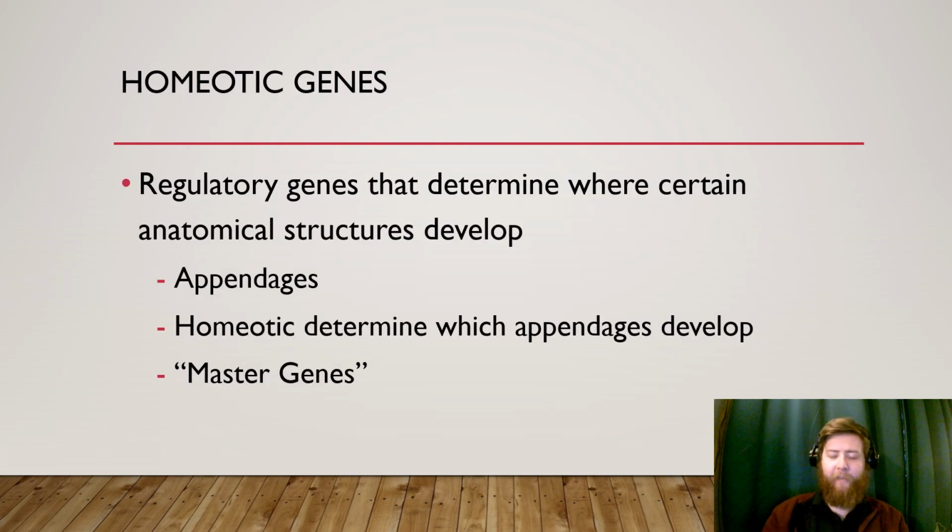An important class of genes are the homeotic genes. These are regulatory genes that determine whether certain anatomical structures develop. So this is like why you have arms and legs and why you only have 2 of each. Or normal humans, we'll say normal humans have 2 of each. So homeotic genes determine what appendages develop, when they develop, where they develop. Make sure that your eyeballs are in the right spot, your nose is in the right spot, you have 2 ears instead of 4. Because of their importance, we call these ones master genes.